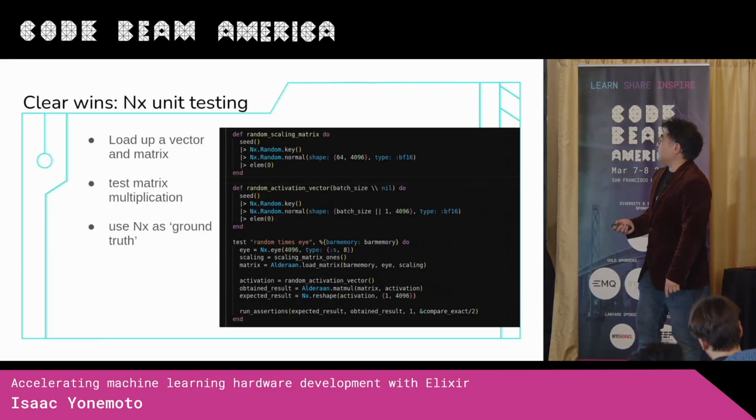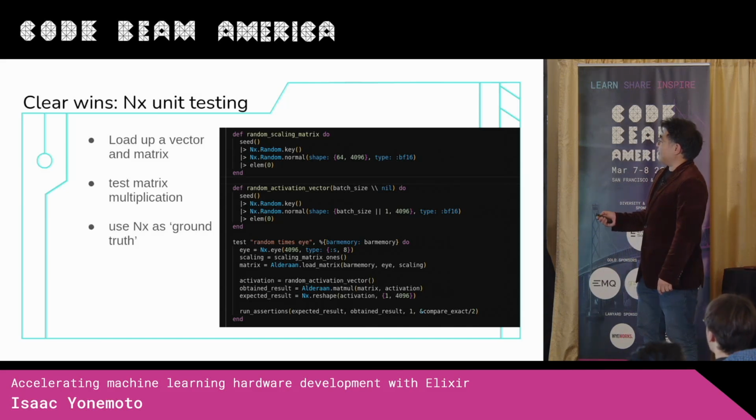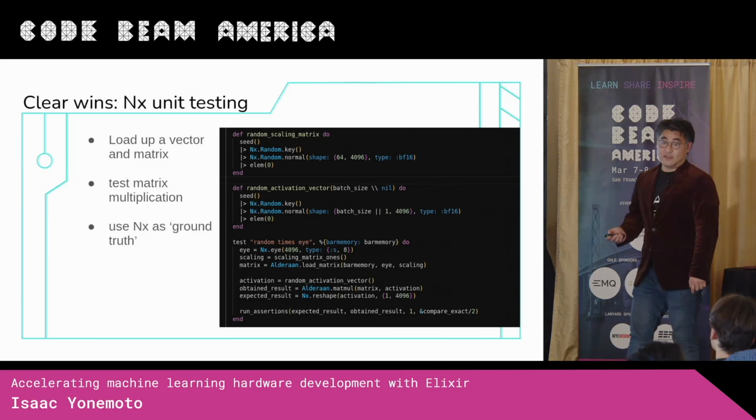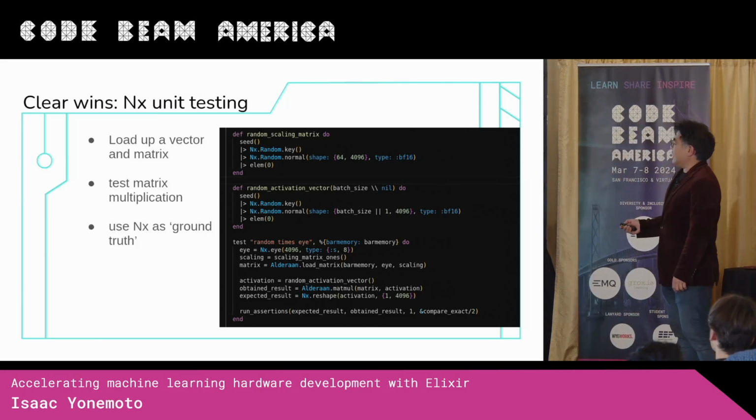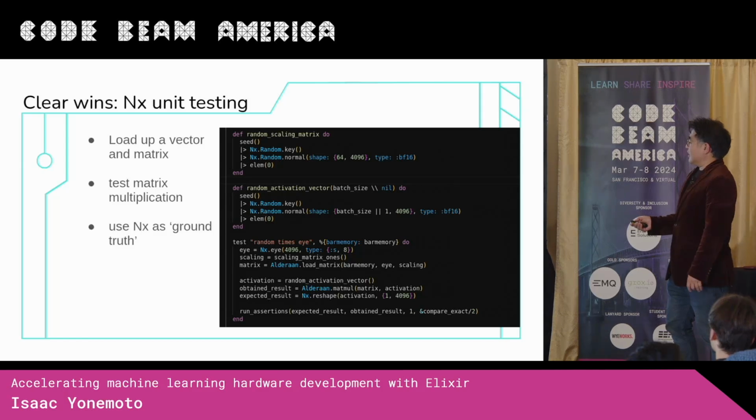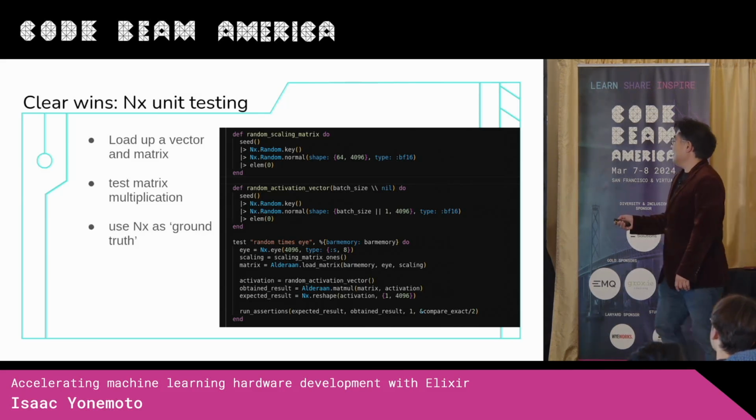A second clear win was unit testing with NX. So basically, the general idea is we load up a vector and a matrix, we test the matrix multiplication, and use NX as a ground truth for what that result should be. This is code that comes straight from our unit testing, and basically remember that bar memory, so you pass that bar memory. Our system is codenamed Alderon. Bonus points if you can guess why we called it that.